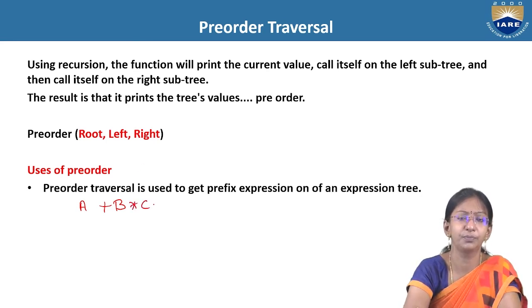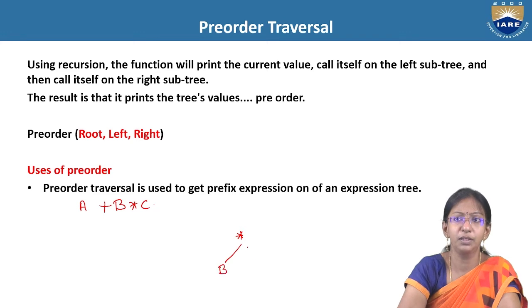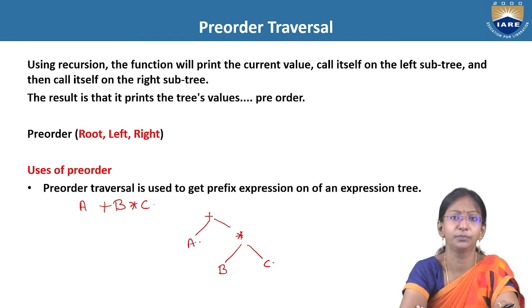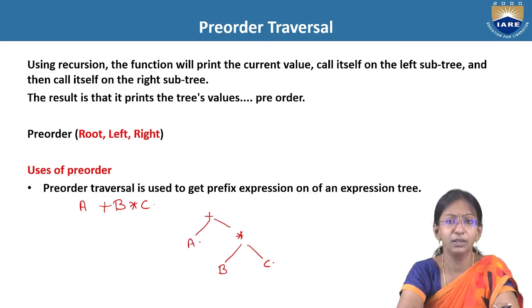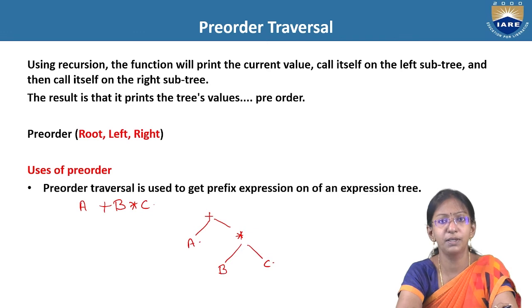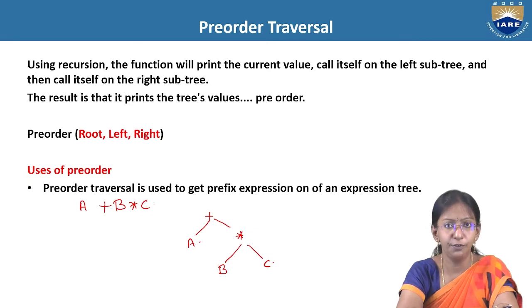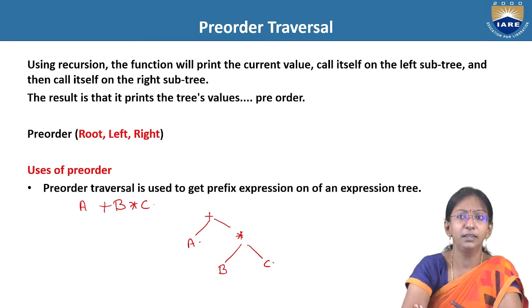Multiplied by c. As multiplication has a higher priority, b and c are multiplied first, and whatever result you get will be added to a. So can you see that? Can you observe that? All the operands are the leaf nodes and the operators are the internal nodes.